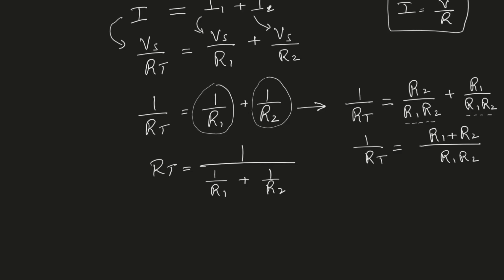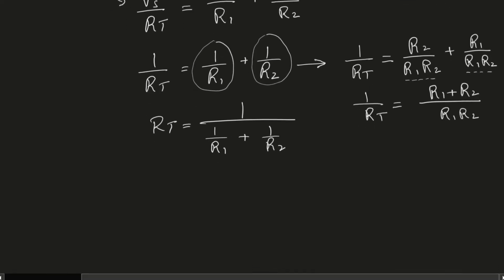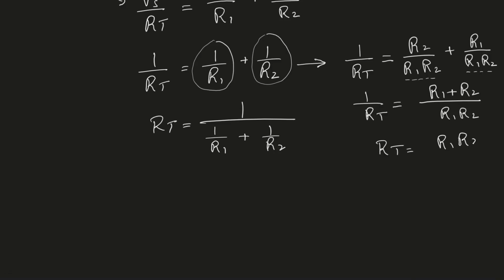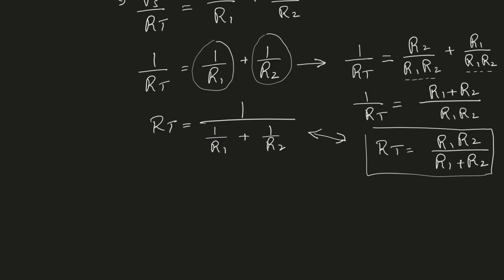Now that we have written it in this form, I can take the reciprocal of both sides, and I will say that R total is equal to R1 R2 divided by R1 plus R2. Now this and this are exactly the same thing. They will give you exactly the same result.